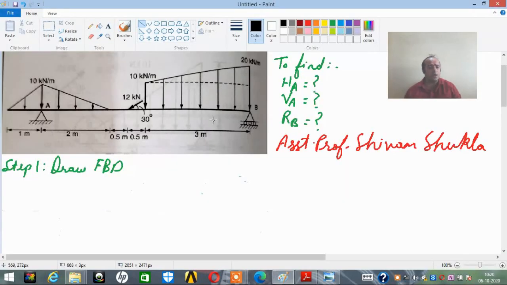As you can see, this is the question's diagram. What we are supposed to find is HA and VA, because it is a hinge support, so two reactions on it, HA and VA, and a roller support, so a reaction, that is RB. Now the first step will be to draw the free body diagram. Let's see how the diagram can be drawn.